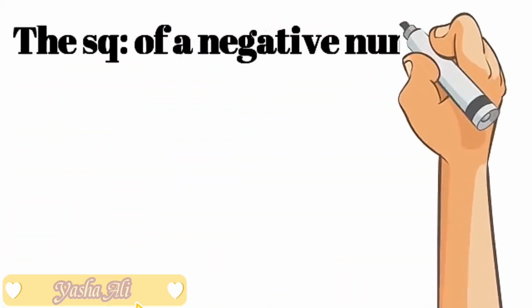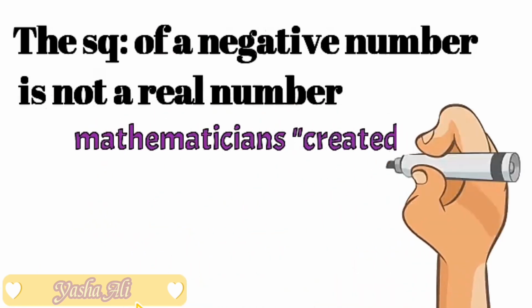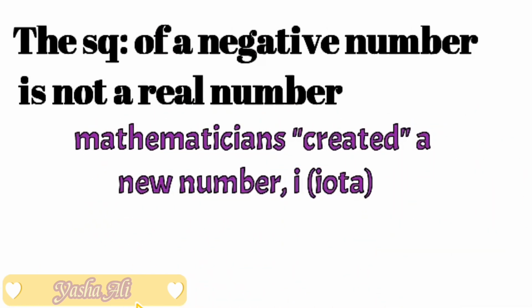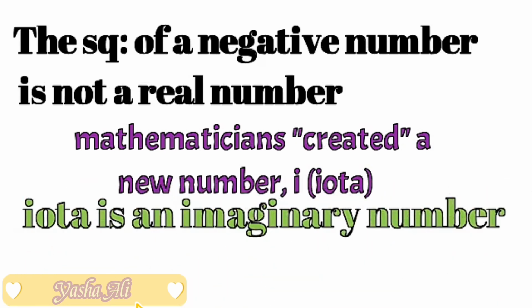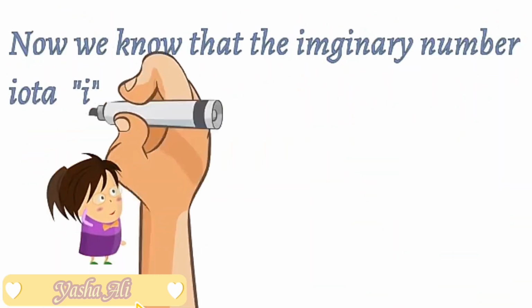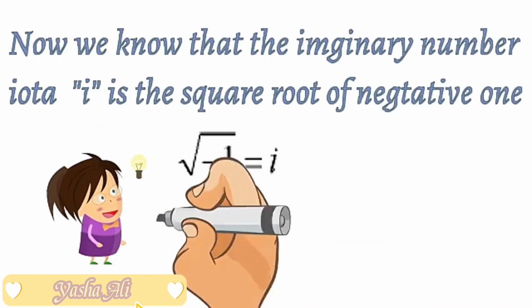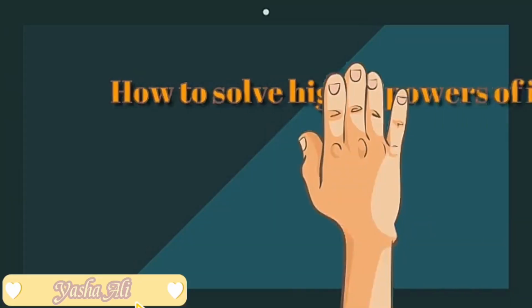Well, the square root of a negative number is not a real number, so mathematicians created a new number called iota. Since iota, or square root of minus 1, is not on the number line, iota is an imaginary number. Now we know that imaginary number iota is the square root of negative 1. Iota is not real, but imaginary, just like the monster under your bed.